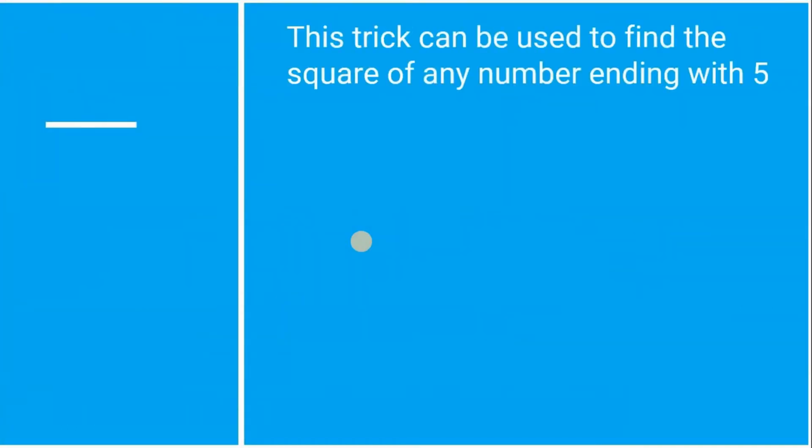Okay, this trick can be used to find the square of any number ending with 5. Example, 55 into 55. You can easily find the square of 55 or 65, 75, etc. Any number ending with 5. You can square any number ending with 5 in seconds.